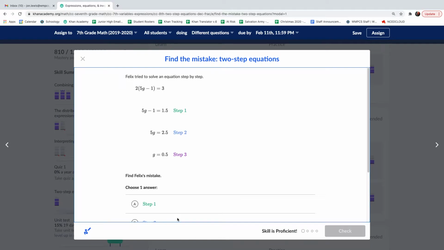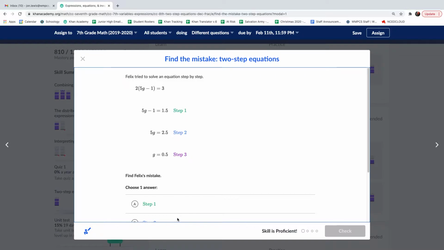That says that Felix tried to solve an equation step by step, and it's asking for us to find the mistake. Well, this type of problem is a little confusing at first because there's actually two ways of solving this problem. And I'm going to show you both ways.